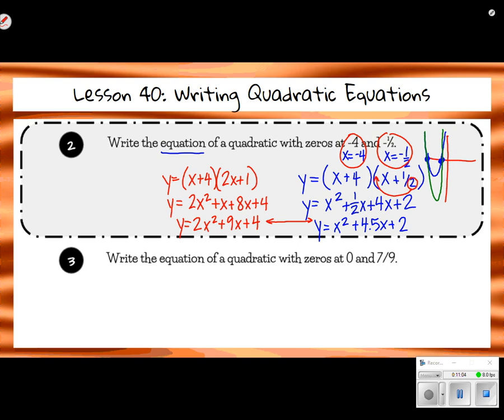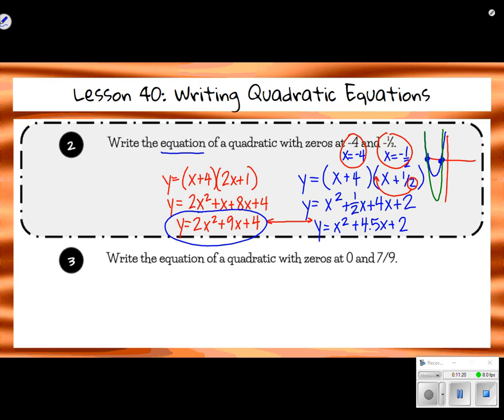So that one had 2 answers. Which one do I prefer? This one looks nicer. If I was going to prefer one over the other, they're the same. But I do like the ones without the decimals, just a little bit.